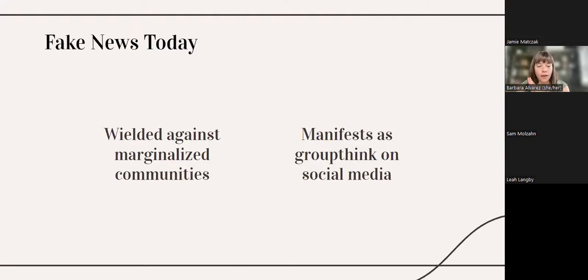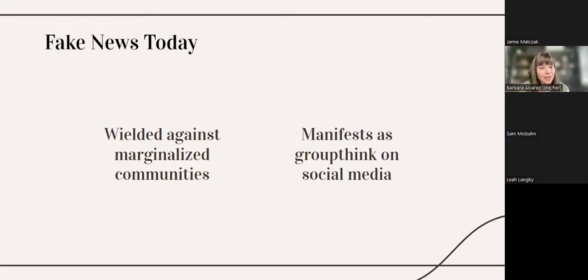So while we can recognize that people want to be heard and people want to be understood, it's necessary for us to be aware that fake news is harmful. It is wielded against marginalized communities all the time and can create harmful communities and ecosystems that allow hate to thrive. And so this is something that we should absolutely care about. It's not something that we can look away from.